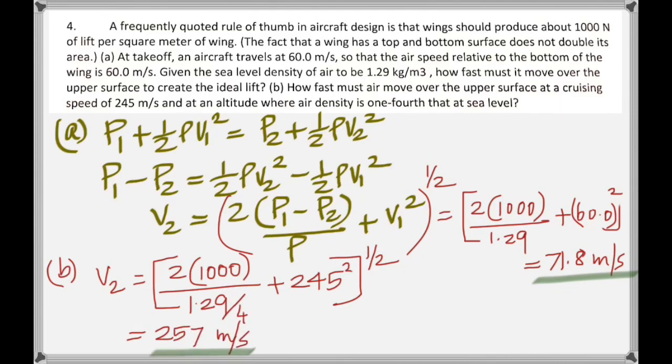Oh, okay. So now I divided the density by 4. I thought I had missed that, but I actually did it and I forgot to write that. So you see I've taken the density as 1/4 of the previous one. So same thing, but now the air has to be moving at 257 meters per second. I hope that makes sense.